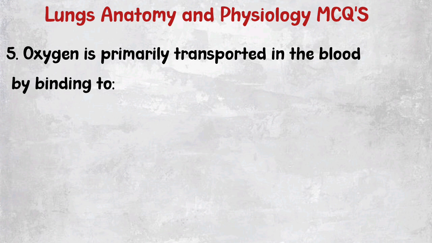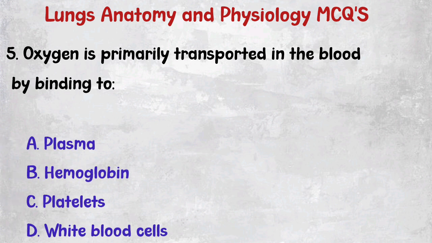Question number 5. Oxygen is primarily transported in the blood by binding to, we have A, the plasma, B, hemoglobin, C, the platelets, and D, the white blood cells. The answer here is B, the hemoglobin. The hemoglobin in red blood cells carries the majority of oxygen in the bloodstream.